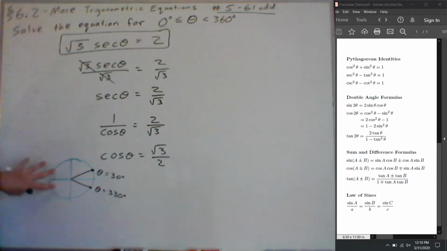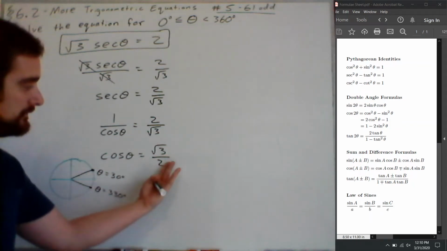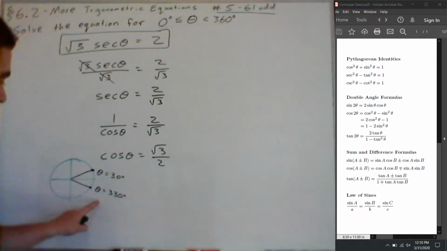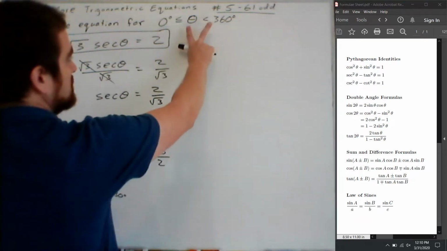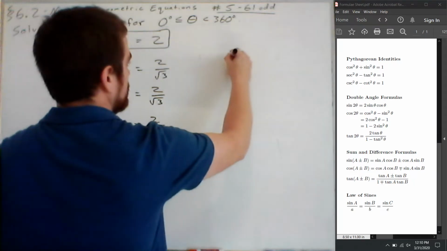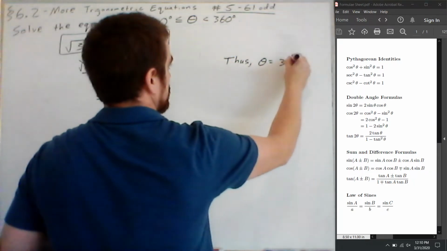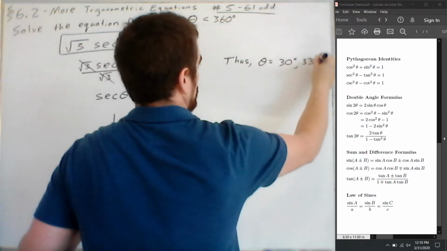I don't want anything in quadrant 2 or quadrant 3 for theta, because then cosine of theta would be spitting out a negative value, and that is definitely not the case here. It's a positive value. So these would be my 2 solutions. And again, I'm just sticking to one trip around the unit circle. Thus, theta equals 30 degrees and 330 degrees.